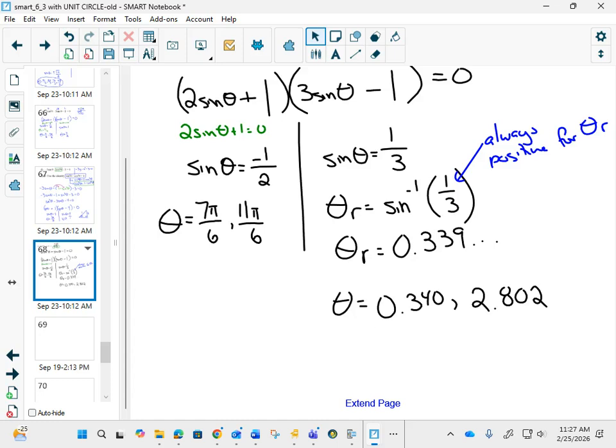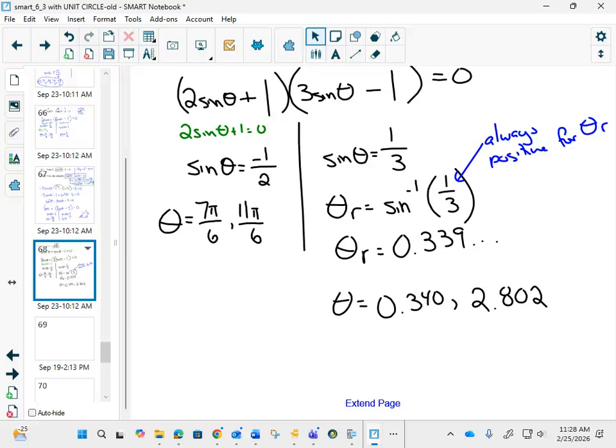Without your calculator, first of all, do you remember roughly how many degrees 1 radian is? 1 radian is 57. Good. 57.3 if you want to be really precise, but 57 degrees. So can you estimate for me how many degrees this is? 0.34. Close, yeah, 20 would be close. 0.33 is like a third, right? A third of 57 would be 19 degrees. That would be a good estimate.